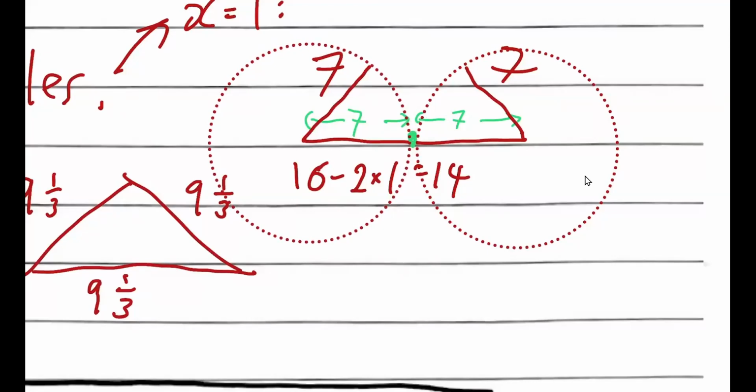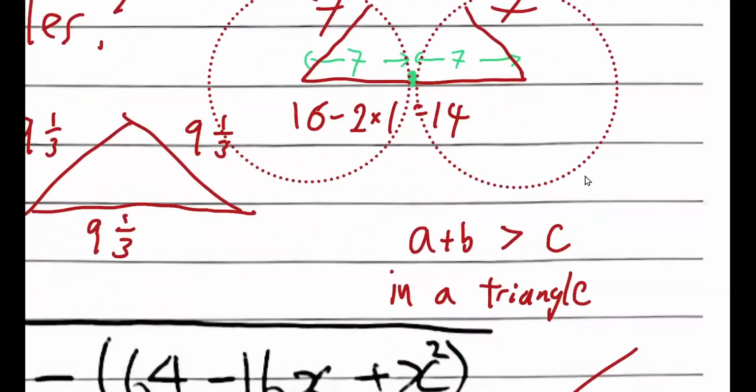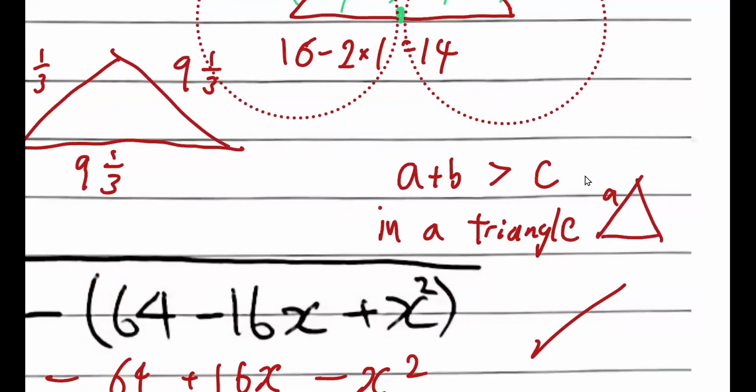This is a simple rule known as the triangle inequality rule. A plus B must always be more than C in a triangle where the lengths are A, B, and C. Any triangle, obtuse triangle, scalene triangle. Scalene means all three sides are not equal length. Acute triangle, right angle triangle, anything. You must always obey this rule.